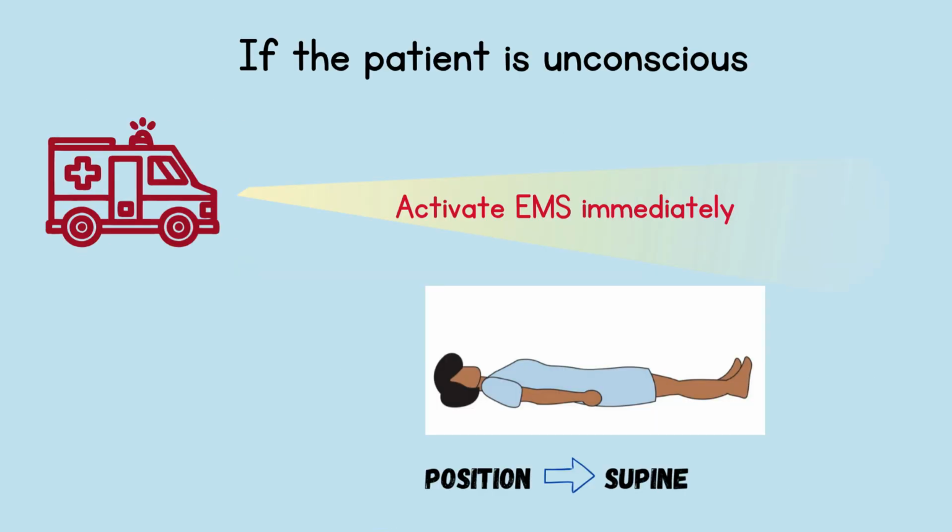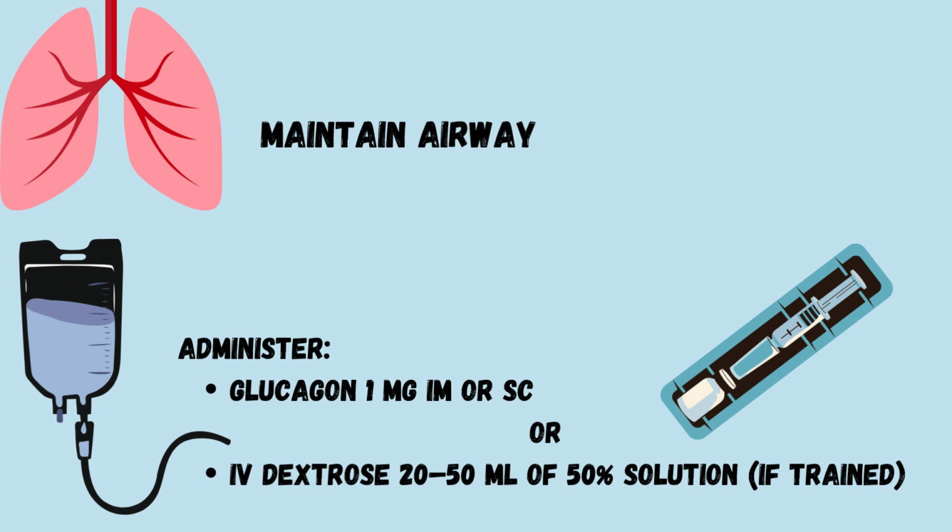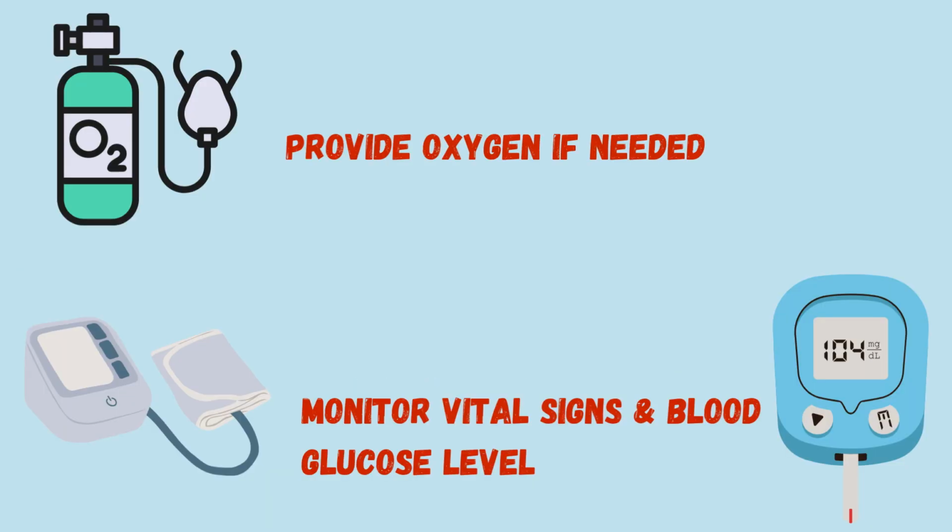If the patient is unconscious, call emergency services immediately, position them supine, maintain their airway, and administer 1 milligram of glucagon intramuscularly or give IV dextrose if trained. Provide oxygen if required and continuously monitor vital signs.